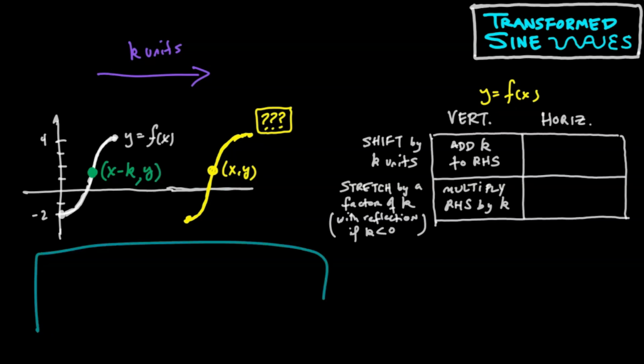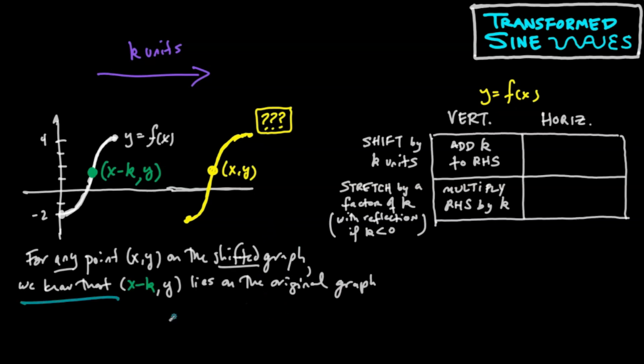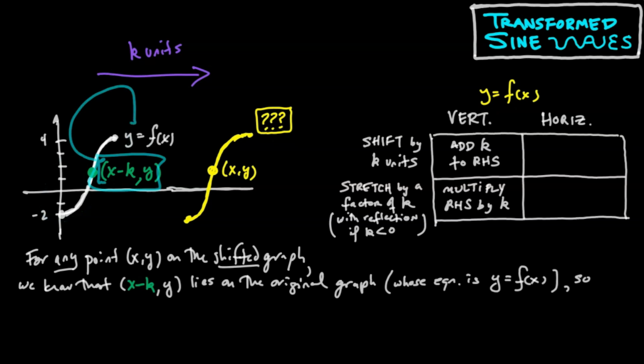So let me just write up in words what we have discovered. For any point (x, y) on the shifted graph, we know that the point (x minus k, y) lies on the original graph, whose equation, of course, is y equals f of x. So, well, what does that tell us? This point lies on the original graph, so the coordinates of that point satisfy that equation. Pop them in, x minus k for x and y for y, and we will get a true statement.